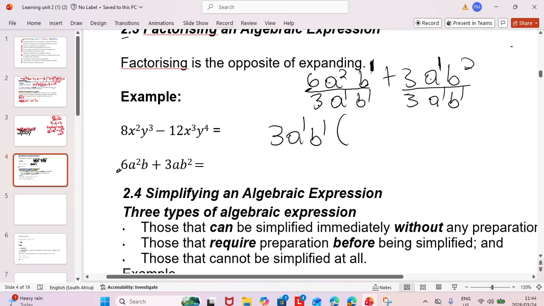6 divided by 3. You will get 2. You go to a. How many a's do we have? 2. You take away 1. You'll be left with a to the power of 1, invisible 1. Don't have to write the invisible 1. After that, b to the power of 1 divided by b to the power of 1, they cancel because the numerator and the denominator are the same. You go to 3, numerator, denominator the same, cancel.